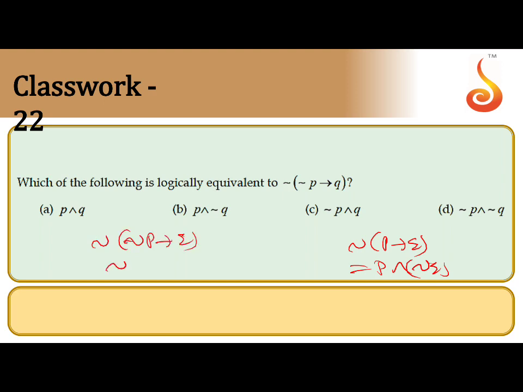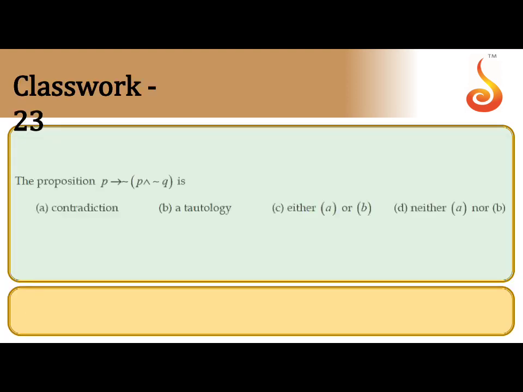That means the first position does not change, and in the second position you get negation of Q. P and negation of Q. Which option has the two negations here? That is the answer. I hope it is clear. That is the answer for this one. Option D is correct.